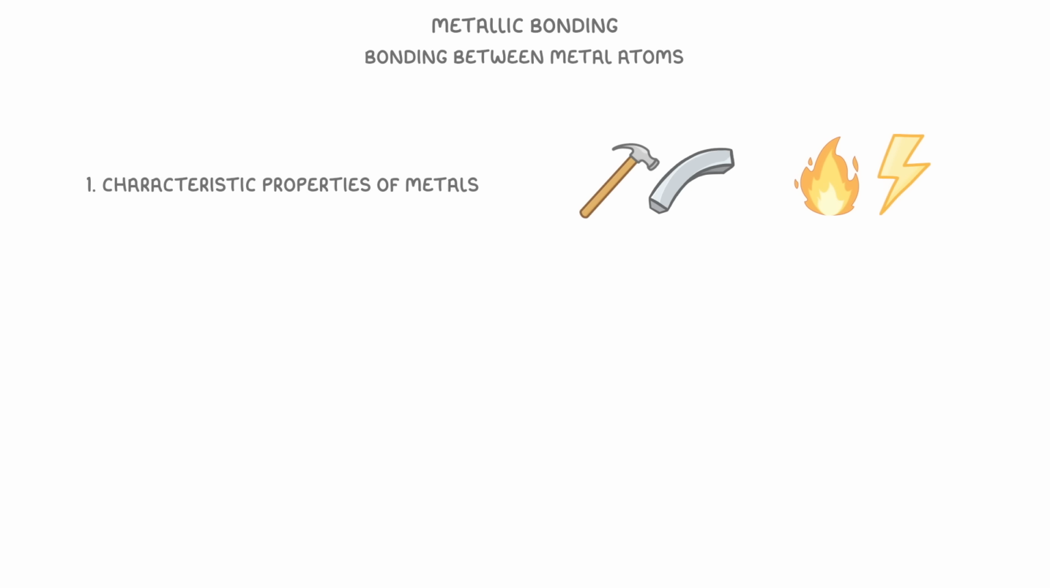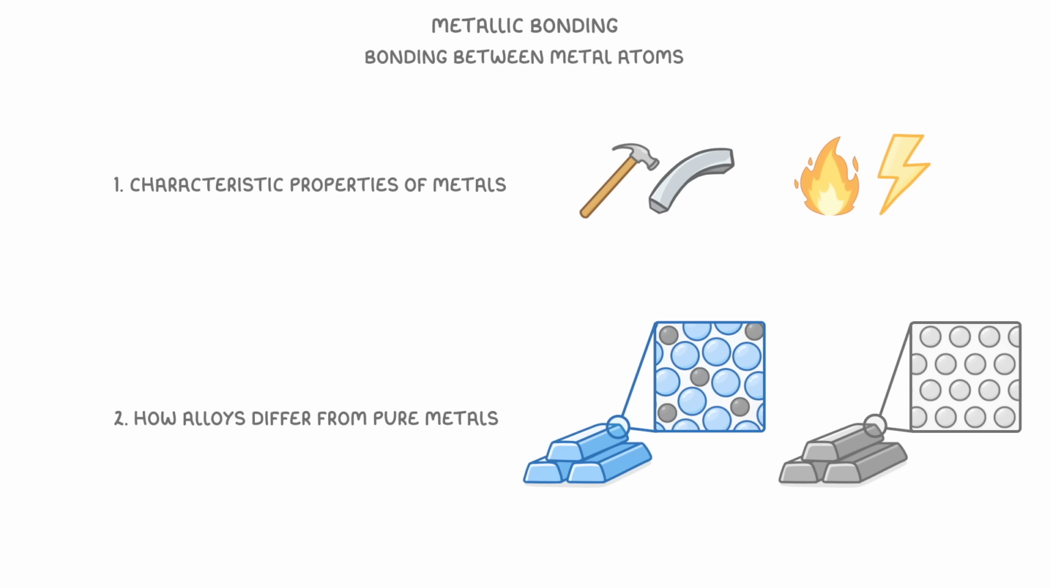In this video, we're going to take a look at metallic bonding, which is the type of bonding you get between metal atoms, and we'll see how this gives rise to the characteristic properties of metals. Then lastly, we'll consider how alloys differ from pure metals.